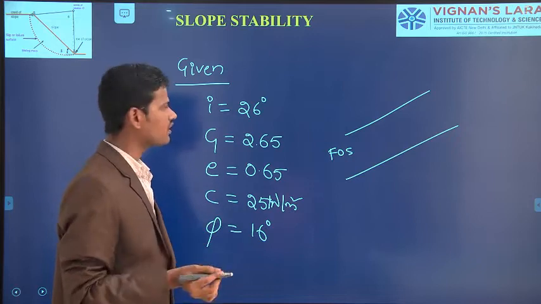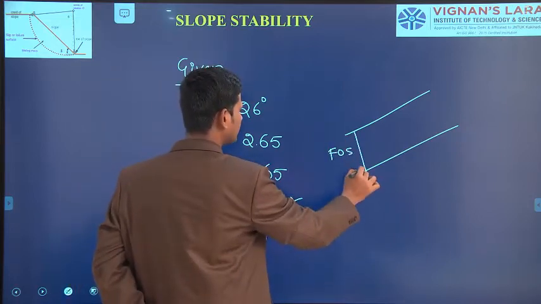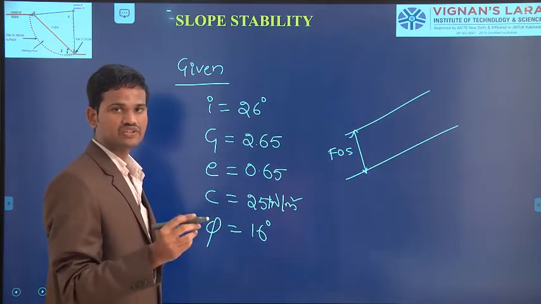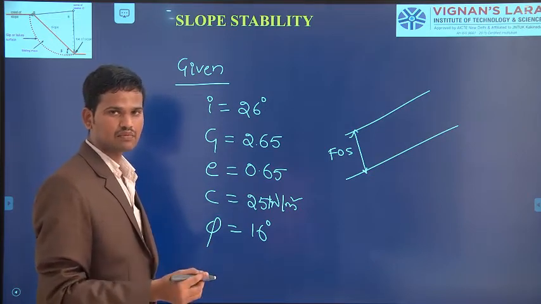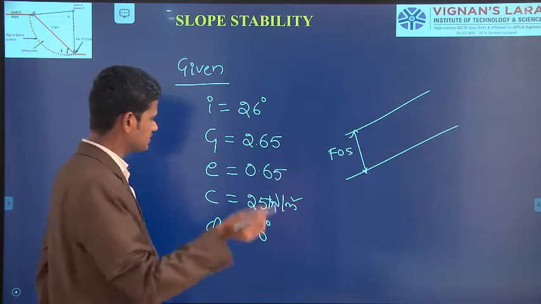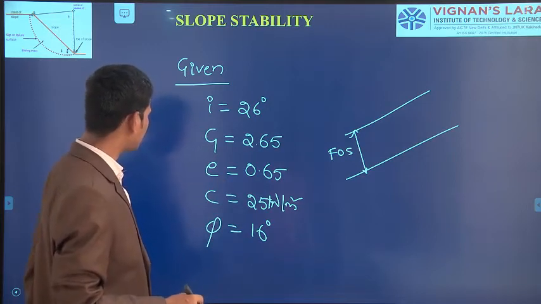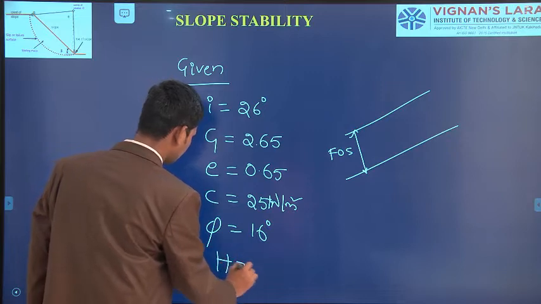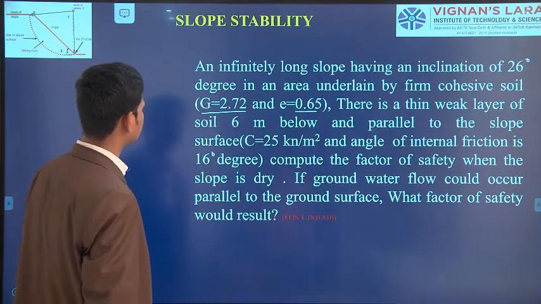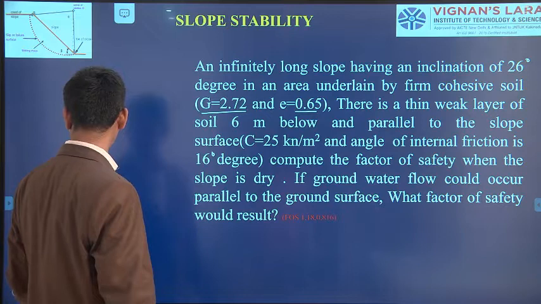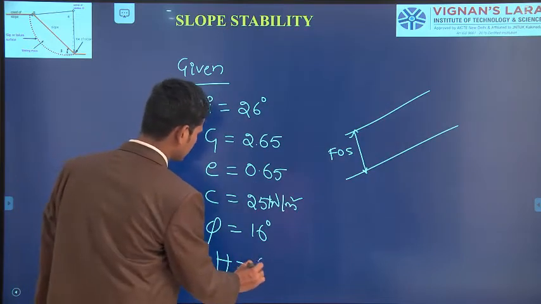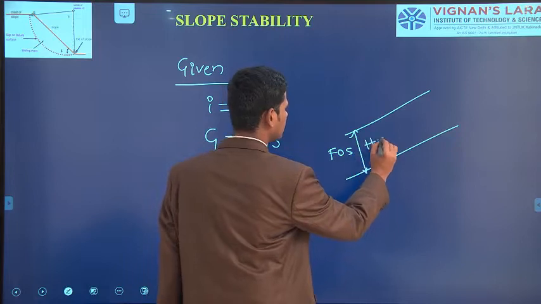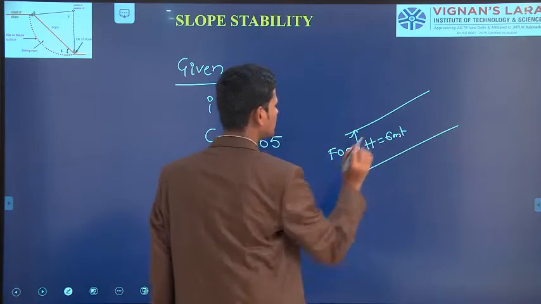If you consider the first condition, we have determined the volume of the wedge, weight of the wedge, and density of the wedge. We calculated the normal stress and the shear stress. That first condition formula we have to substitute here. We forgot to write about the depth of the soil mass: the weak layer of the soil mass, H or Z, is equal to 6 meters.